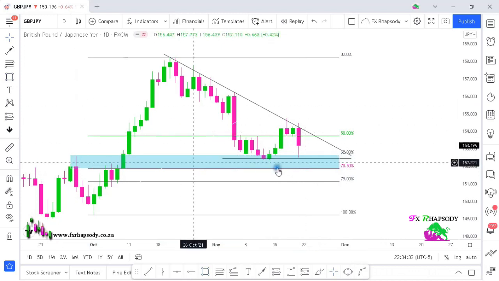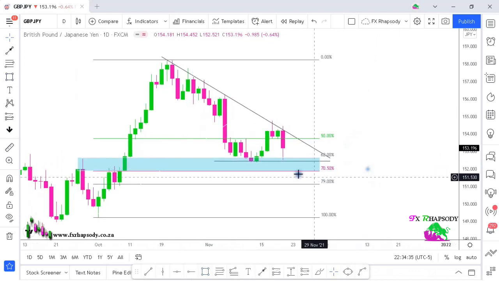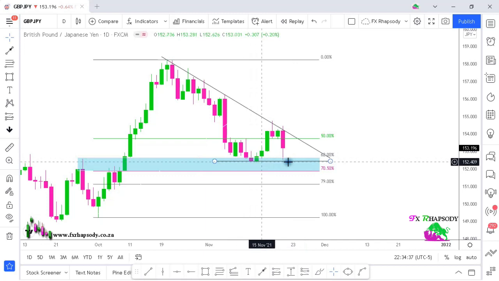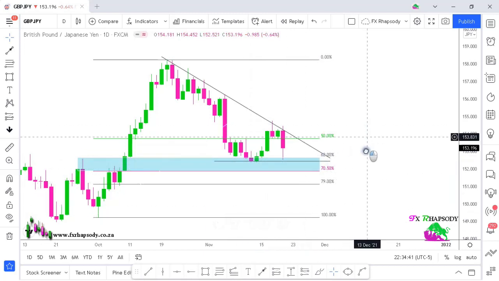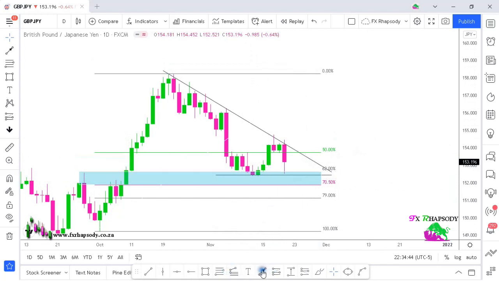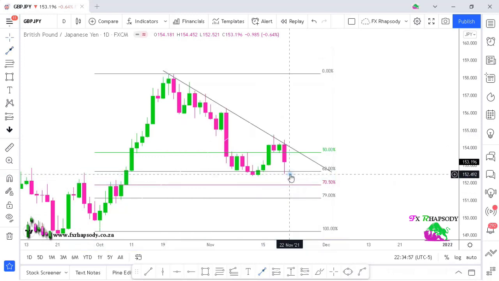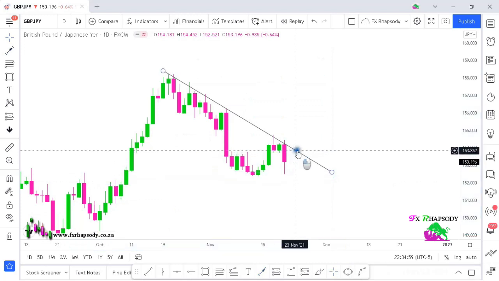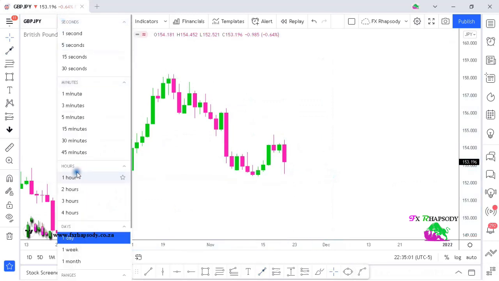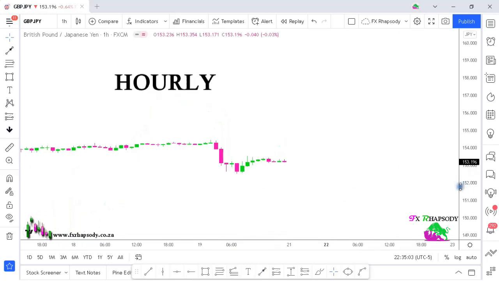We saw it on the weekly, and so this area here, if it is broken, we will then see price going more to the downside. But for me, this is just more confirmation. If price breaks this area, I will definitely climb into a buy for this pair. So let's just remove all of this before we drill down to our hourly.